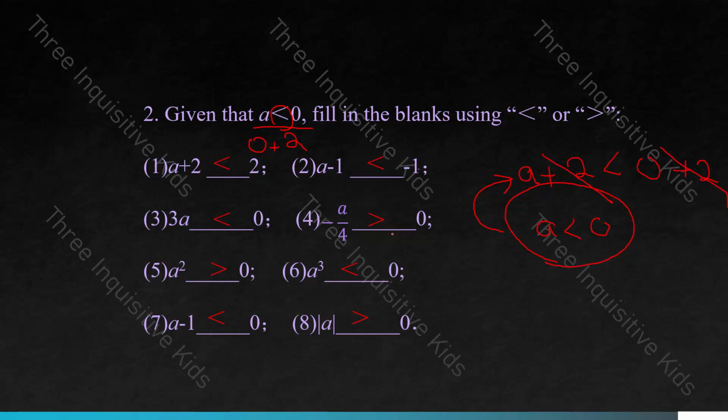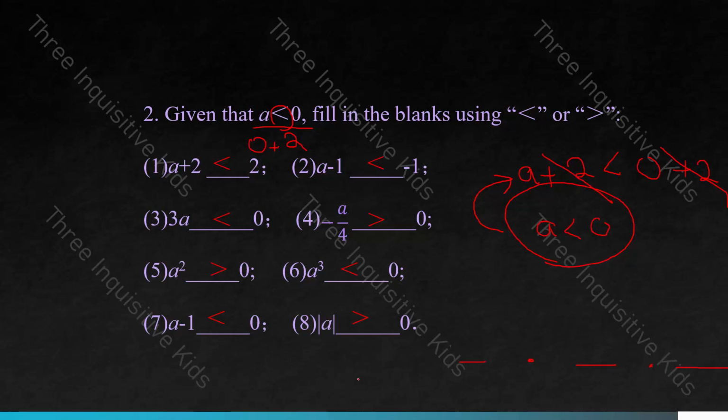If a is less than 0, meaning it's a negative number, and then it is squared, it will become positive, because all squares are positive, which means that this has to be a greater than symbol as well. A cubed would be negative instead, because if you have negative times negative times negative, you'll end up with a negative product. The 7th problem, a minus 1 is less than 0.